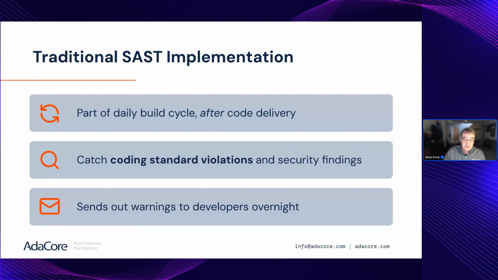So a traditional SaaS implementation still doesn't solve your Haystack problem because typically people integrate it as part of their daily build cycle. So people have already committed a raft of code onto their main branch, and they're just running static code analysis as part of their build, which is great because it's going to find those problems that I talked about. It will catch those coding standard violations, and it will find security vulnerabilities and do all the good stuff that we just talked about. But it's going to send out a whole bunch of warnings to developers as part of that process. So you're going to wake up tomorrow morning with an inbox full of things to address.